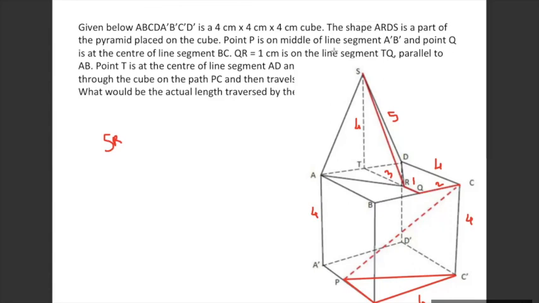Kar sakte hain. I have drawn a triangle at the bottom. Agar aap wo triangle lete ho, to what you will find? PC dash. Haan, so you know this PB dash is 2. You know C dash P. C dash P mil jayega. Agar ye 2 hai, ye 4 hai, to you get C dash P by Pythagoras theorem. Once you know C dash P, you also know this distance, which is 4. And what you have to find is this diagonal, CP. That's all.